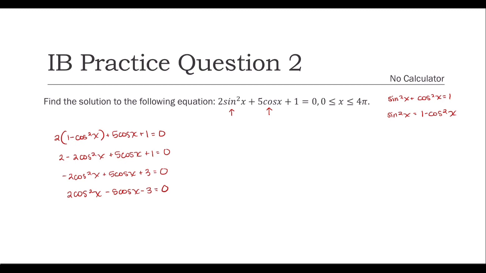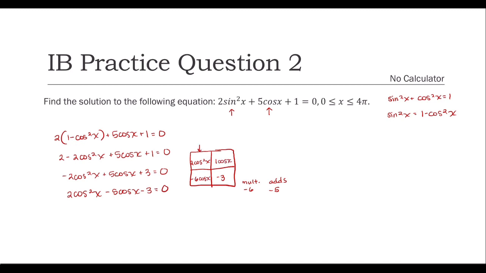So now we'll see if we can factor this. We would have 2 cosine squared x in the top corner, and in the bottom right corner we'd have negative 3. So we need something that multiplies to 2 times negative 3, so to negative 6, and adds to negative 5, which is our b value. So this would be a negative 6 and a positive 1, because negative 6 times 1 is negative 6, and negative 6 plus 1 is negative 5. So we have negative 6 cosine of x and 1 cosine of x.